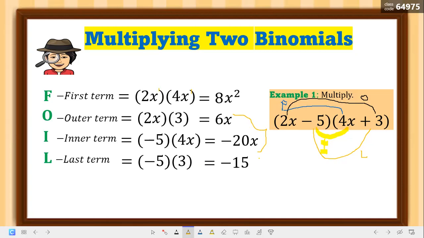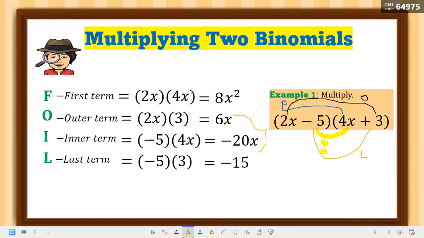Anyone? What do you observe? Same variable po. Same variable sila. Okay. Or we call that same literal coefficient. Ano nga ulit ang gagawin natin kapag same po yung literal coefficient? What are we going to do? Combine. Very good. Ito-combine po natin or i-add natin.